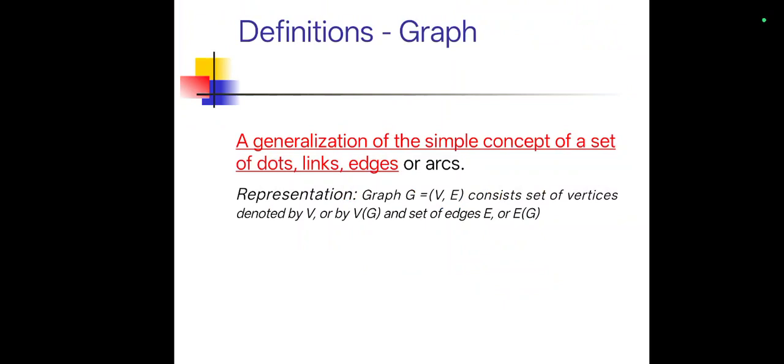Now we are going to discuss graph theory basic definitions. A graph is a generalization of the simple concept of a set of dots, links, edges or arcs. Representation: graph G equals (V, E) consists of a set of vertices denoted by V or V of G, and a set of edges E or E of G.